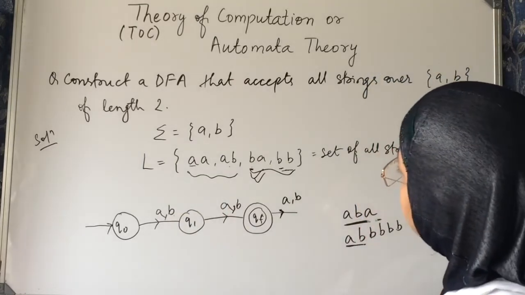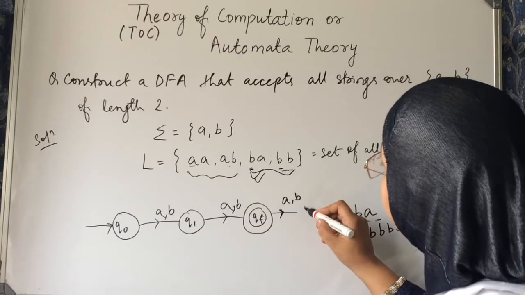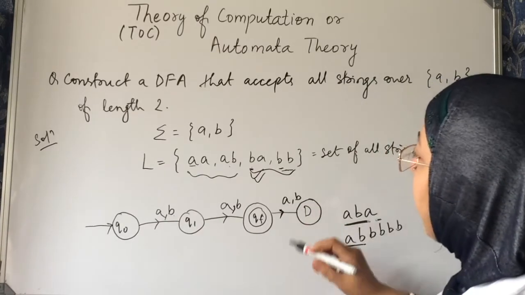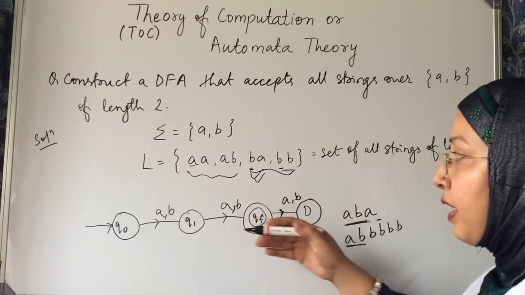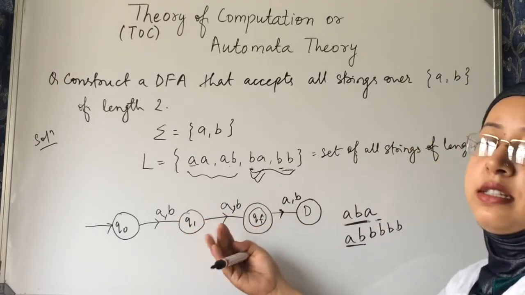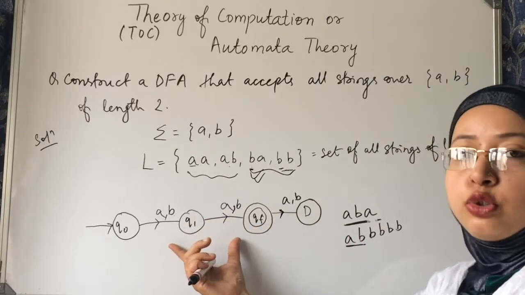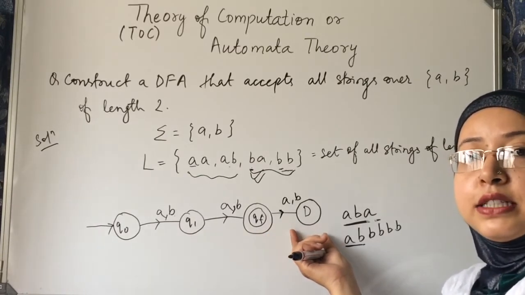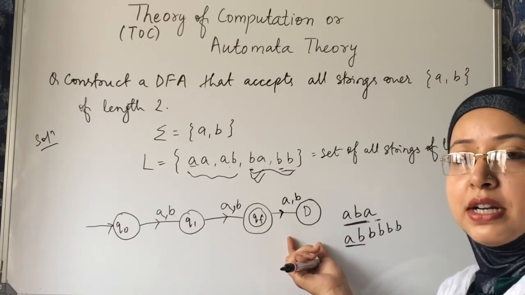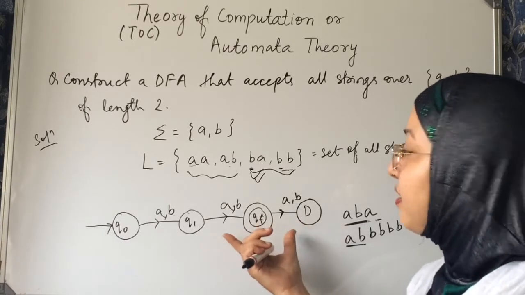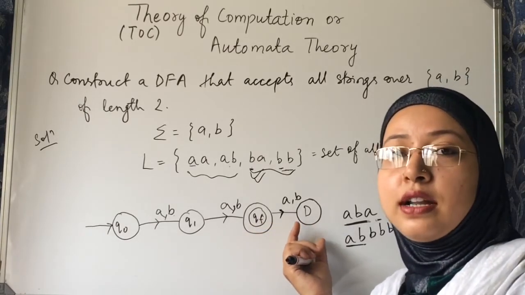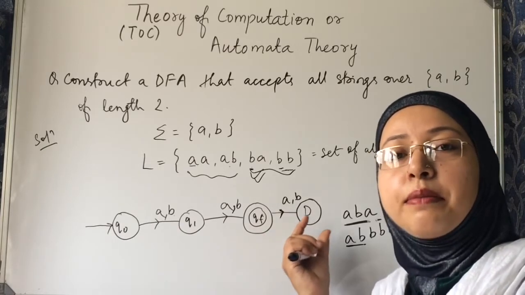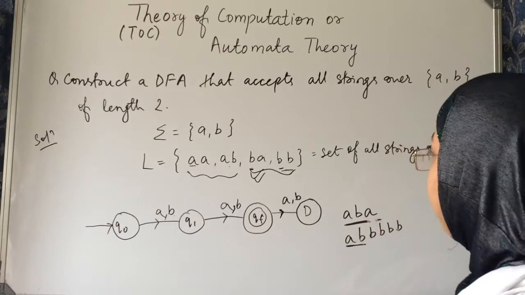So what we have to do here is make one state a dead state and show that after looking at more than 2 symbols, it will go to the dead state. Dead state means it will not go to a final state. From the dead state, if any string comes at this point, it will not reach the final state, it will remain in the dead state.